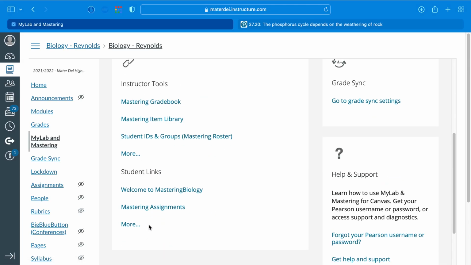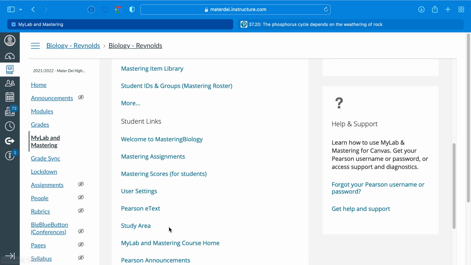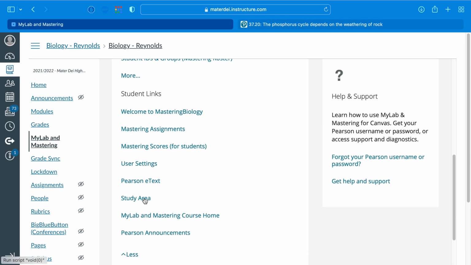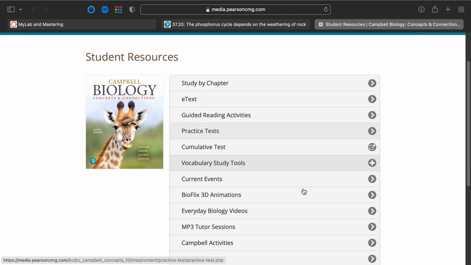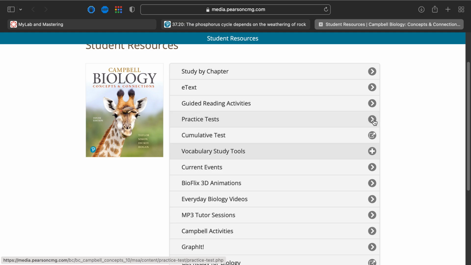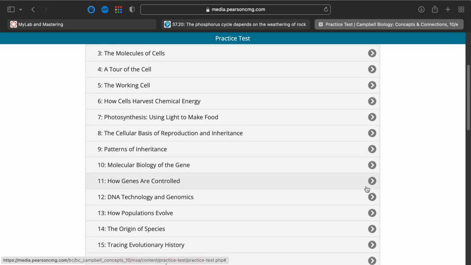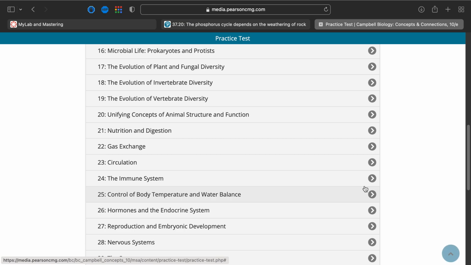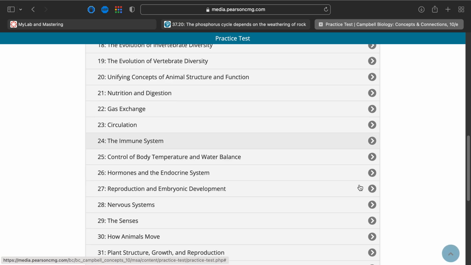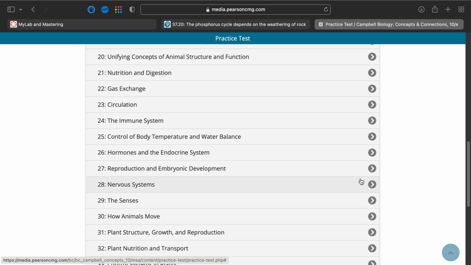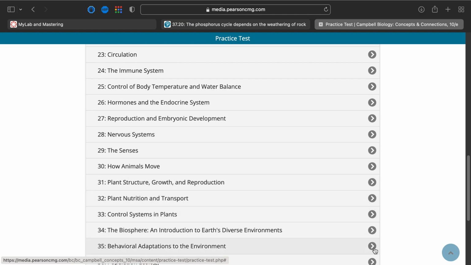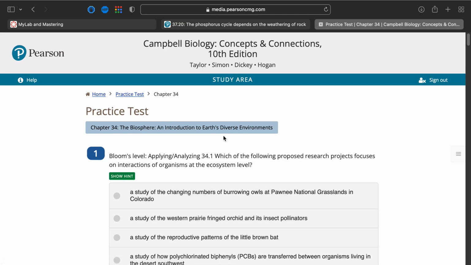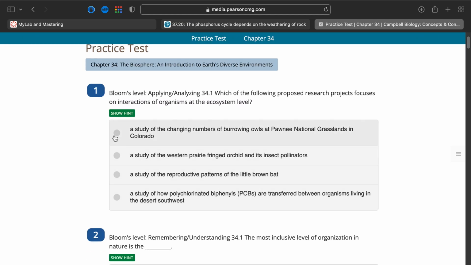Over at MyLab and Mastering, if you click on More, it has a study area. This is the website. I'm going to show you the Pearson app here in a minute. So here are the practice tests if you want to go through some practice questions. They're organized by chapter. And you can select 2 of these and build one test, or you can do one at a time. So here's chapter 34. So you click on it. You can get a hint if you'd like.